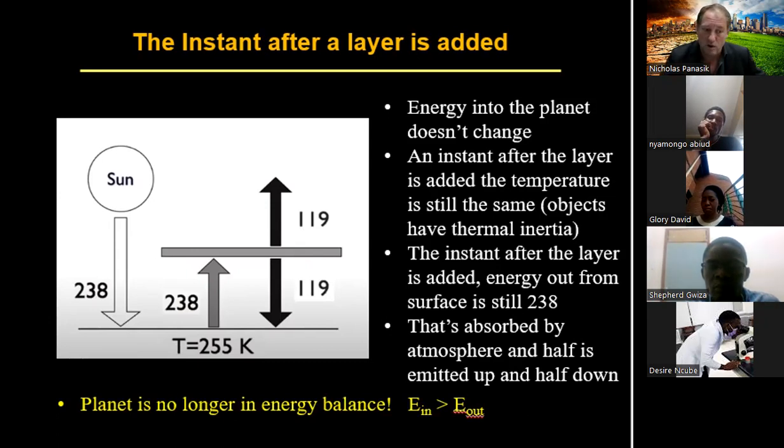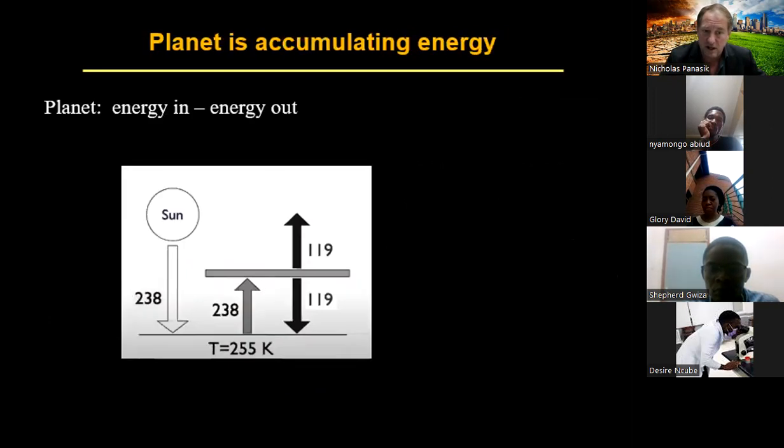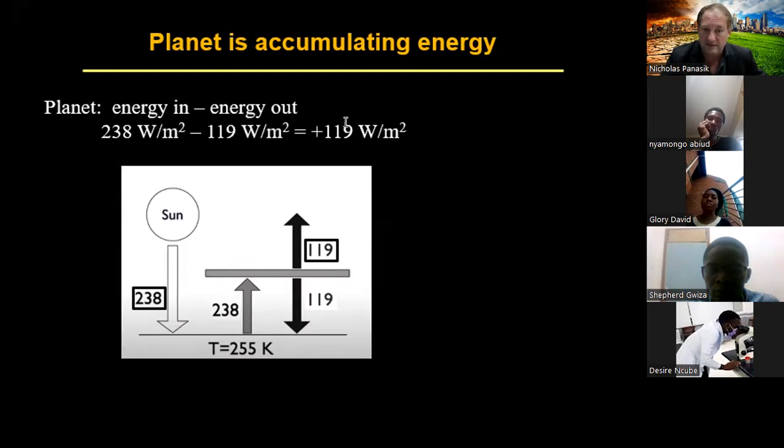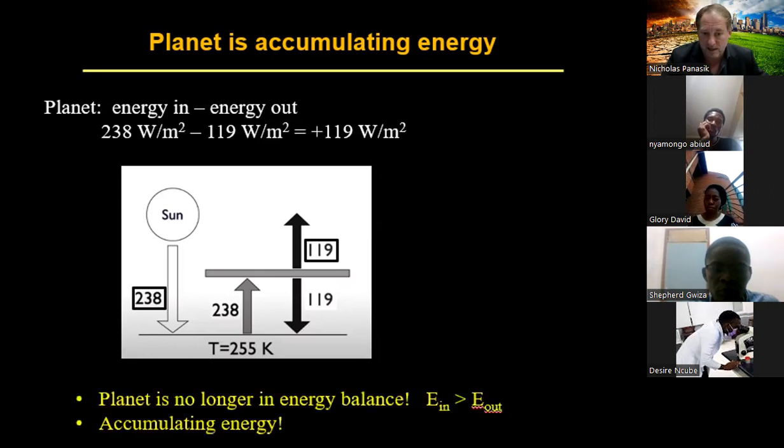Okay. We have more energy in than we have energy out. We've got 238 coming in and only 119 coming out. And so if you take energy in and subtract energy out, that gives us a net of 119 watts per meter squared that the planet is accumulating, right? Because it's absorbing this energy and it hasn't gone out to space yet.